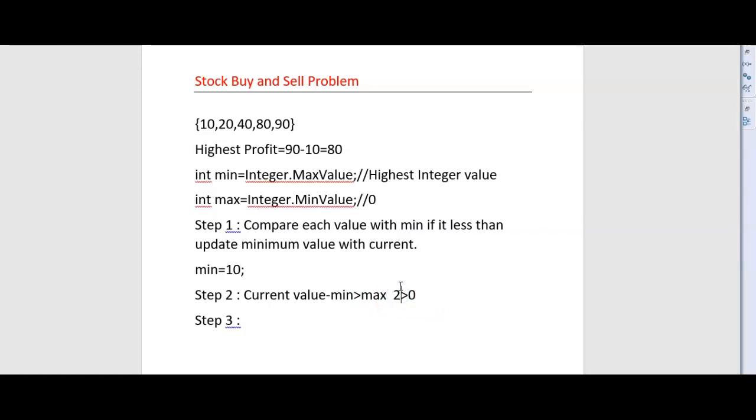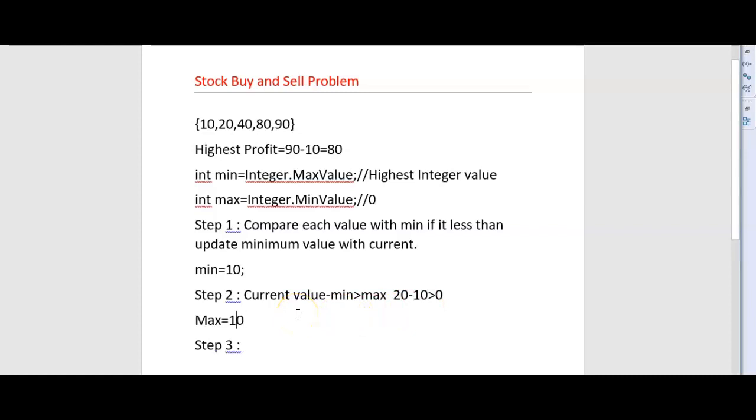So here the condition is current value 20 minus 10. What is the 10 here? 10 is nothing but the minimum value which got initialized in the earlier step. 20 minus 10 greater than 0? Yes, true. So 10 is greater than 0 and here the max will be 10.